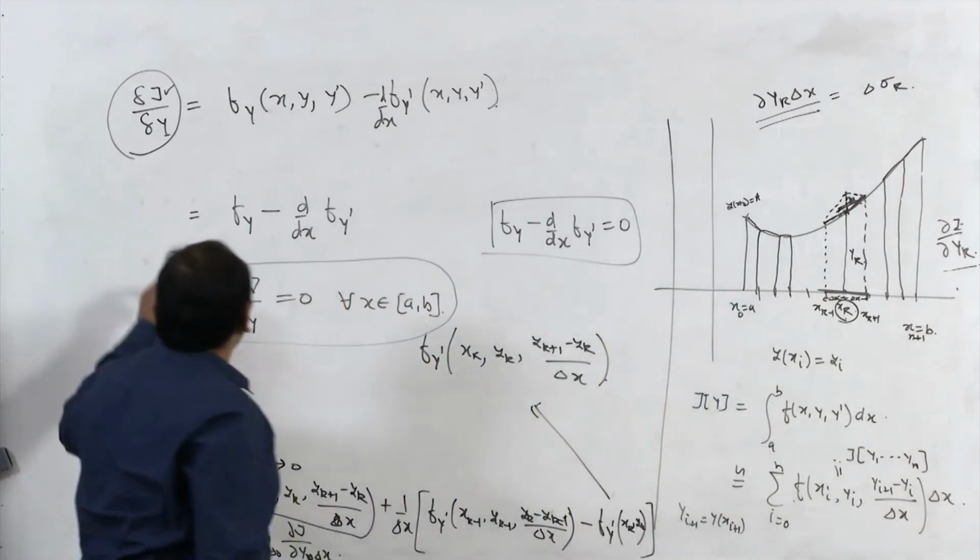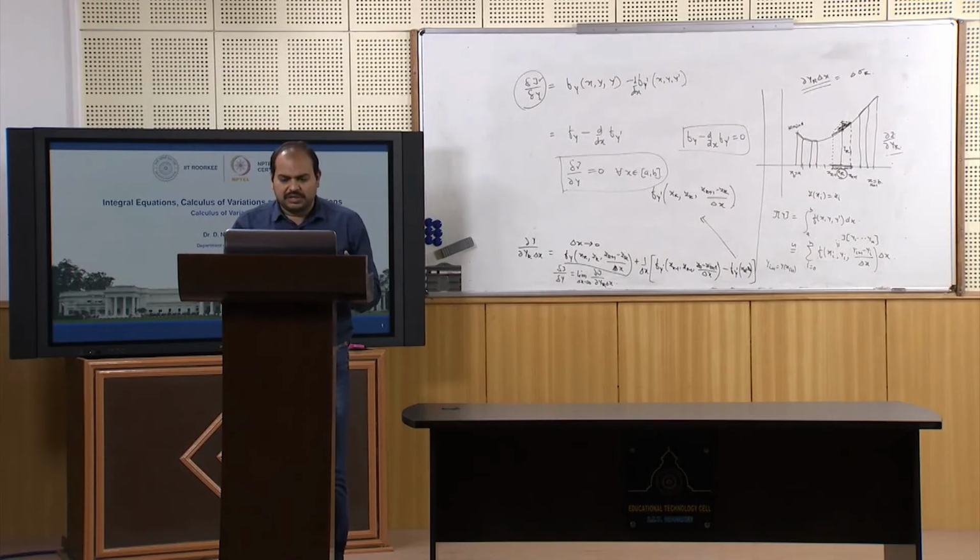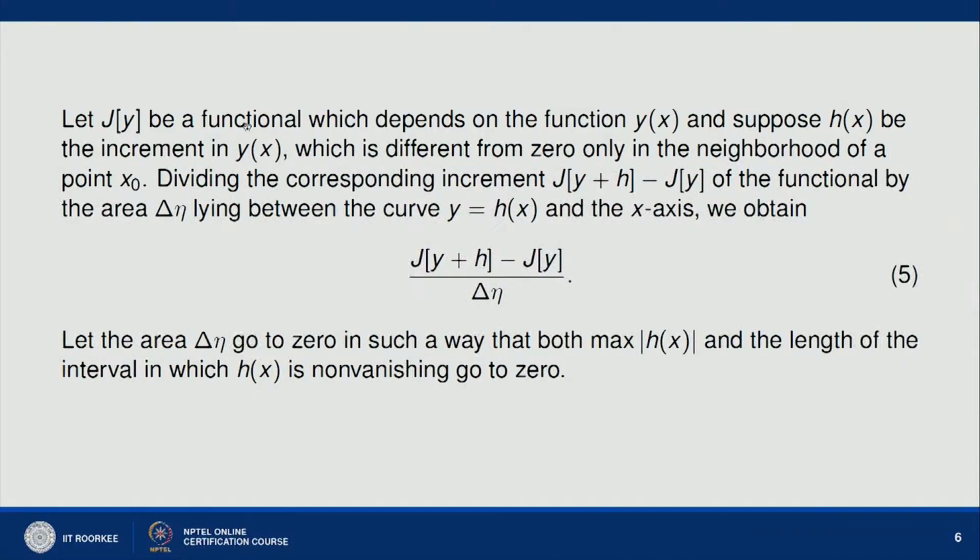So, in general we can generalize into a new concept. We can say it like this: let J[y] be a functional which depends on the function y(x), and suppose h(x) is the increment in y(x) which is different from 0 only in the neighborhood of a point x naught. Here, if you recall, we did this in the neighborhood of x_k. Now, let us say that x naught is a point in which we find a different increment in y(x), which is denoted by h(x).